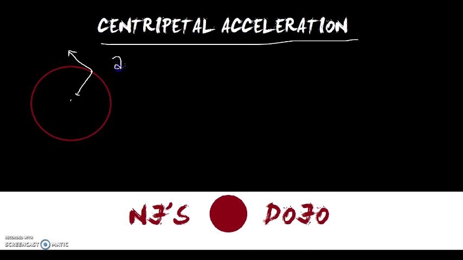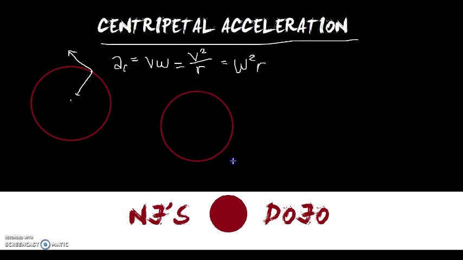And this is defined in the equation a_c is equal to velocity times angular velocity, or it would also be equal to velocity squared over the radius of the circular object, or it could even be angular velocity squared multiplied by the radius. In order to give you a much broader idea of centripetal acceleration, let's try to manipulate acceleration. Okay, so for example, we've got this object.